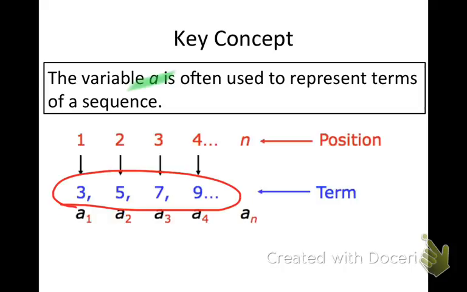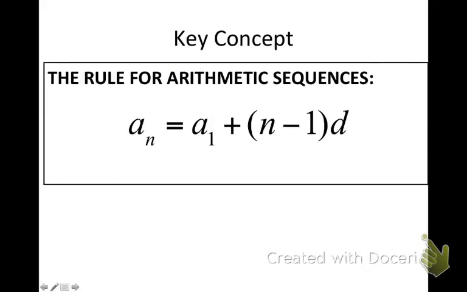Okay, so if this was my sequence, 3, 5, 7, 9, what would be a sub 6? 13. Everybody get that in your head? We got that? A sub 6 would be 13. Yes? What would be a sub 7? 15. What is a sub 2? 5. All right, good. So we got the idea of that. All right, so now we're going to take that notation. Is everybody okay? And we're going to use it as our rule for an arithmetic sequence.